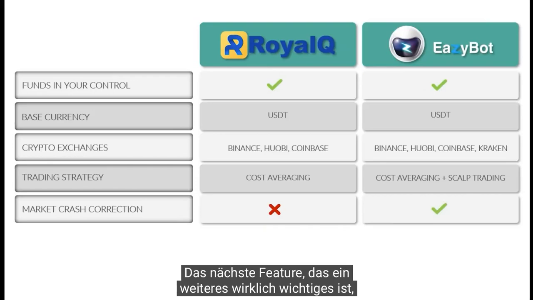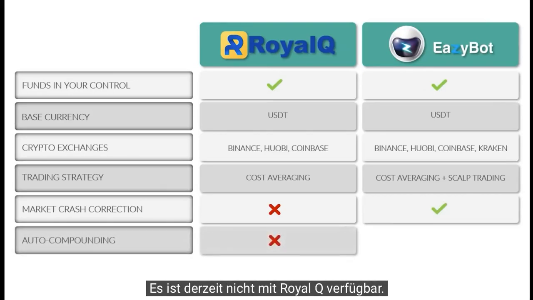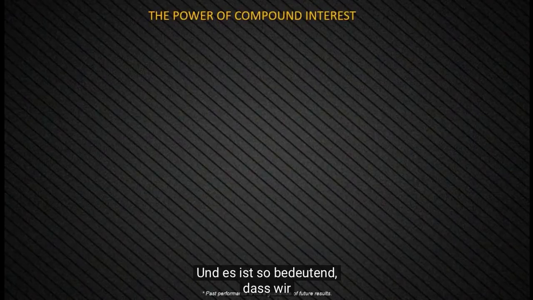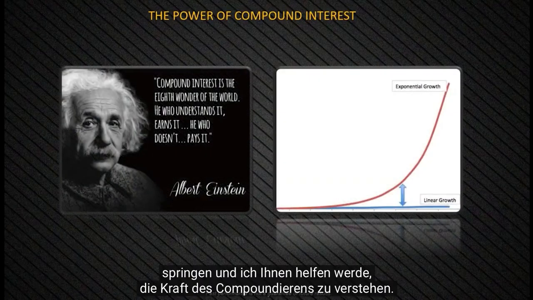The next feature, which is another really significant one, and that is auto-compounding. It's currently not available with RoyalQ. It is, however, a feature with Eazybot. And it's so significant that we're going to hop to one side here for a second, and I'm going to help you understand the power of compounding.